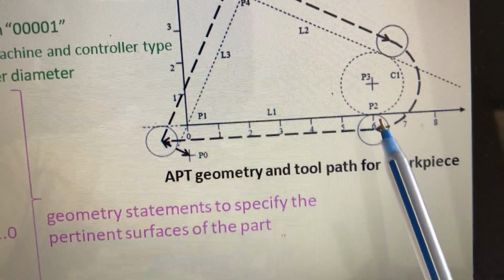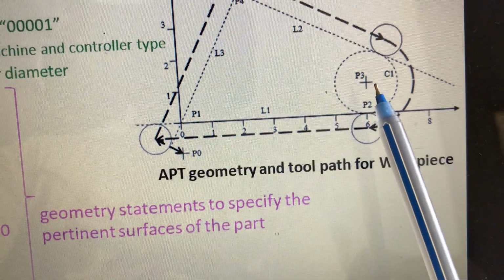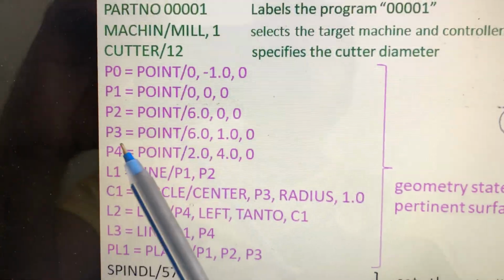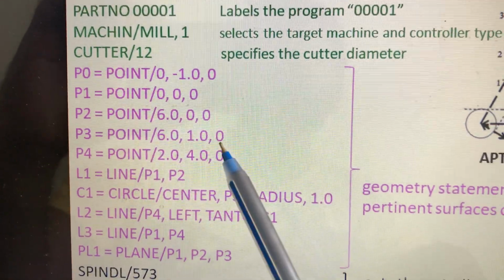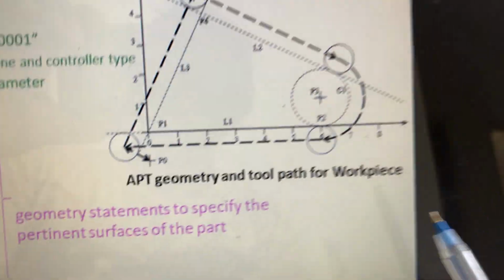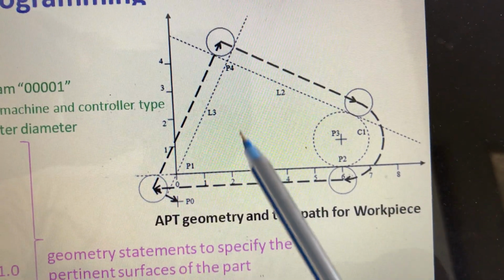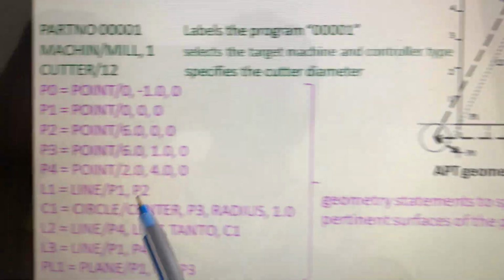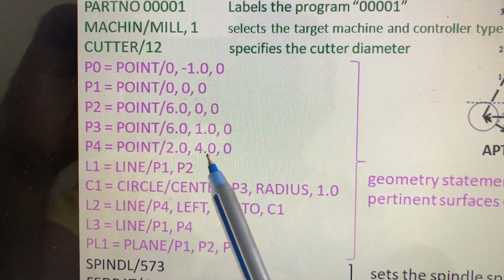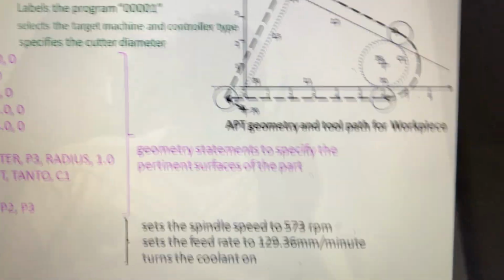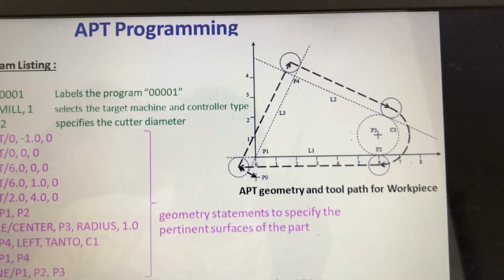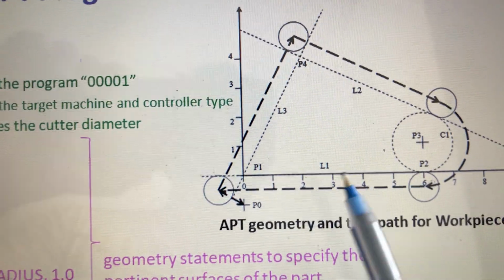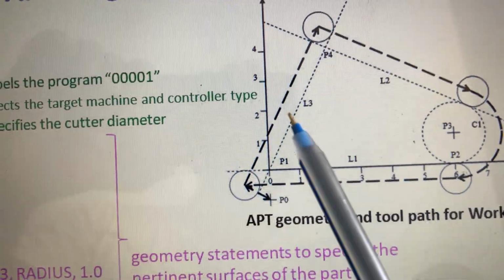And P3 is again 6, 1, 0. P3 point 6, 1, 0. And P4 is here. This is 2, 4, 0. So P4 is 2, 4, 0. So the points are defined. Then we have lines. So how many lines do we have? Line 1, line 2, line 3.